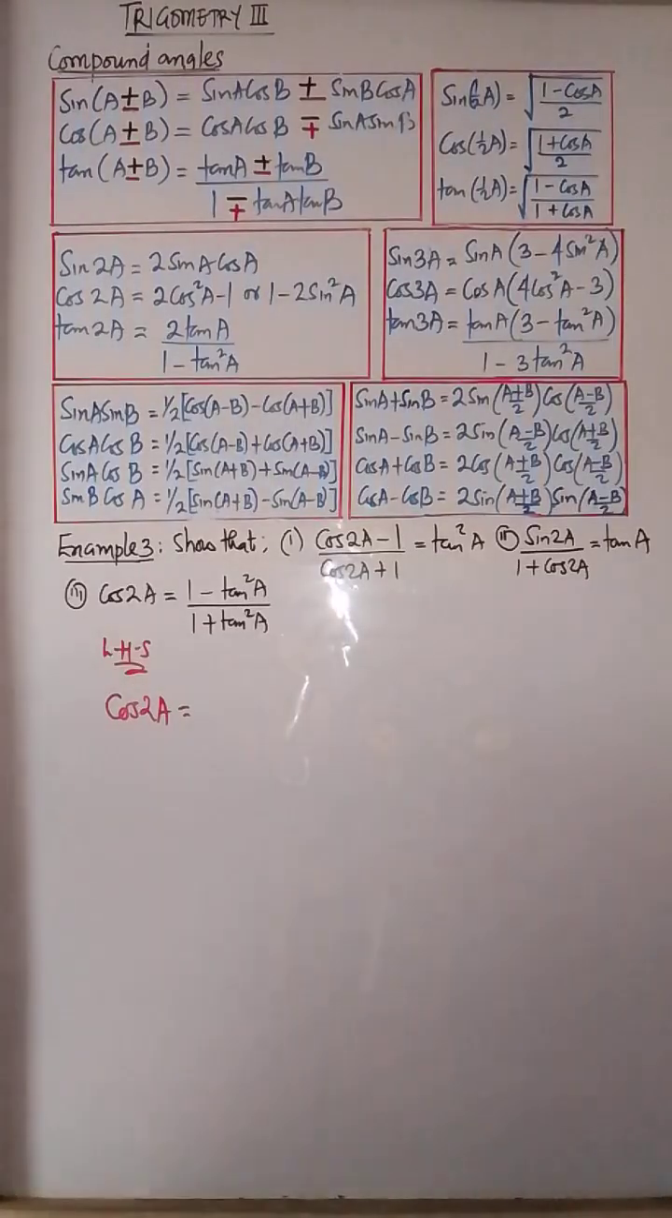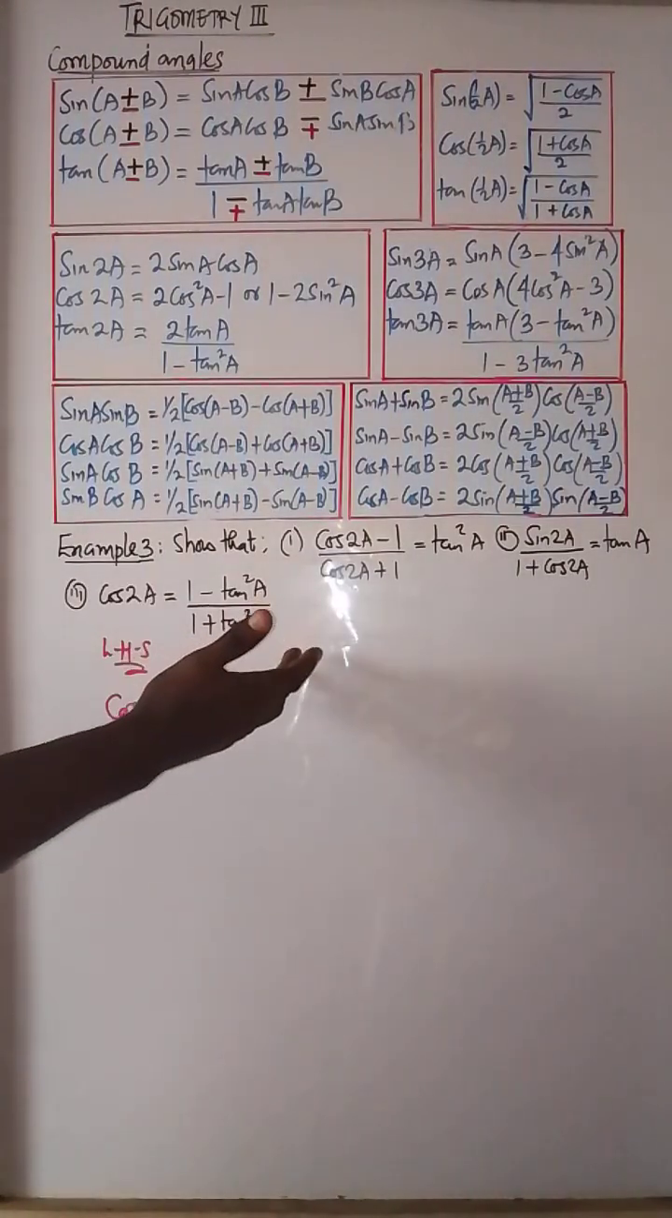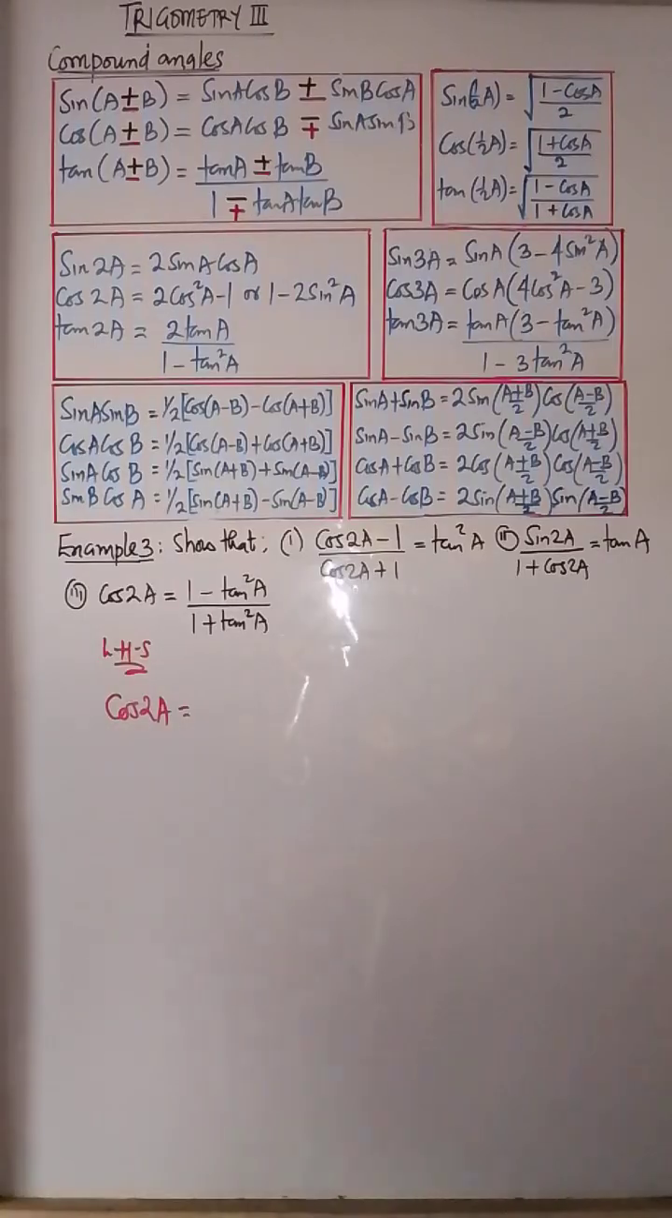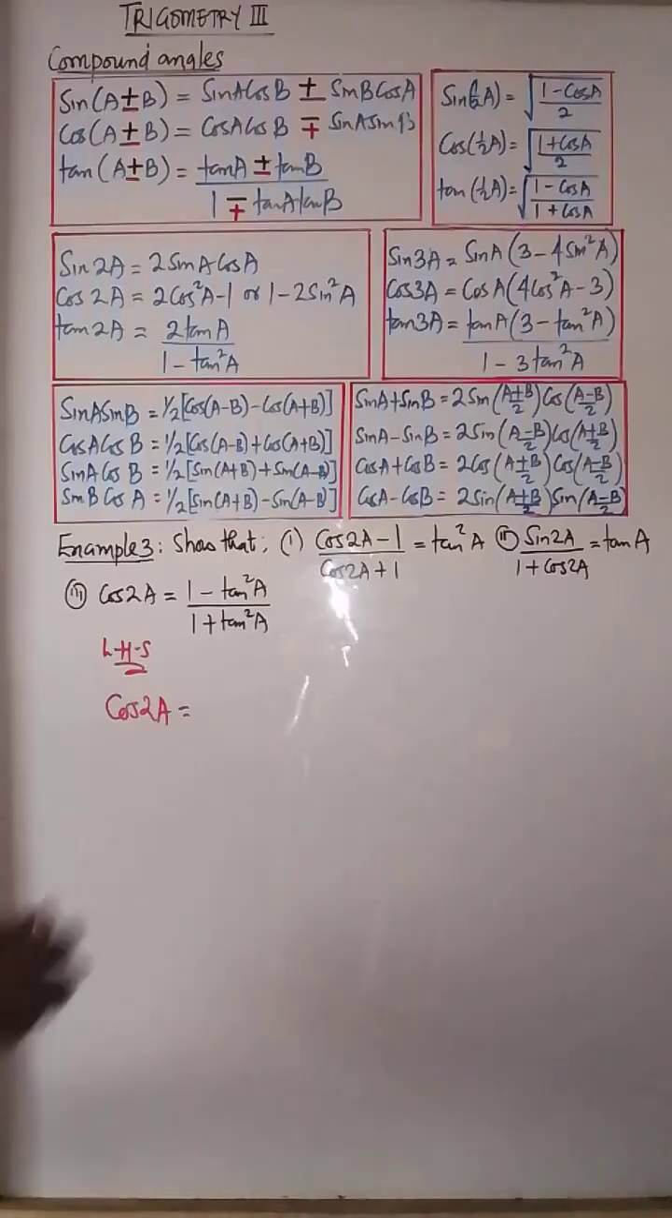What is cos 2A? Should we use this or this? Now, in this case, we have to manipulate. In fact, it might be better you start from the right hand side. But let's still continue with our left hand side. So, you either use cos or sine, but I'll use sine. And I'll tell you the reason why later.